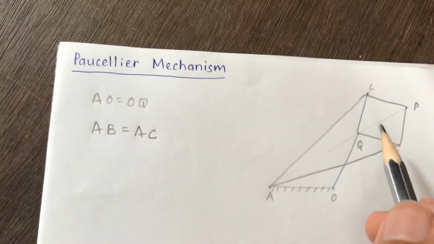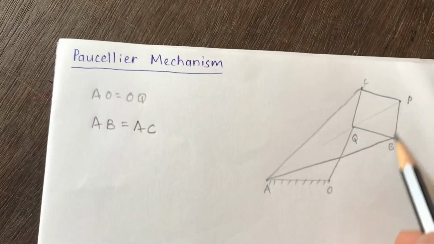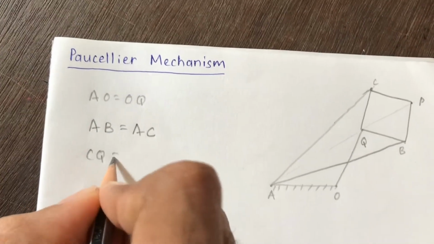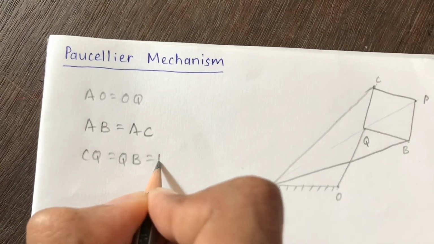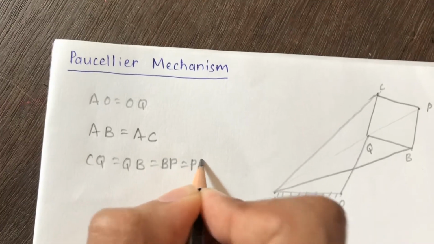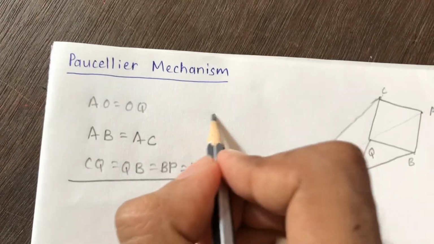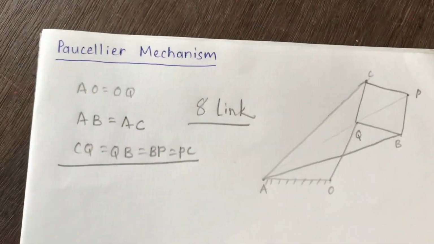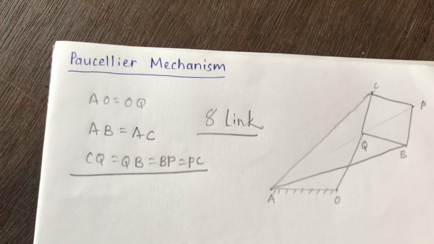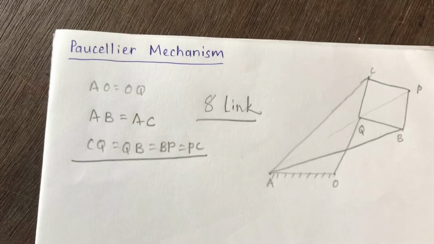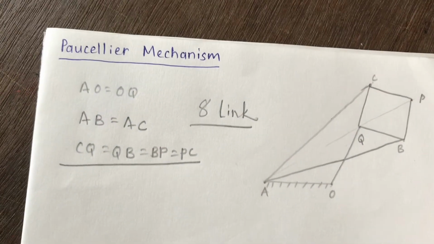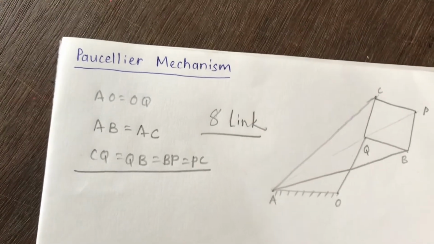In the same way, the links in this parallelogram have the same length. So CQ equal to QB equal to BP equal to PC. So this one is a total 8 link mechanism. All are binary links. So let us start to prove how it moves in a straight line.